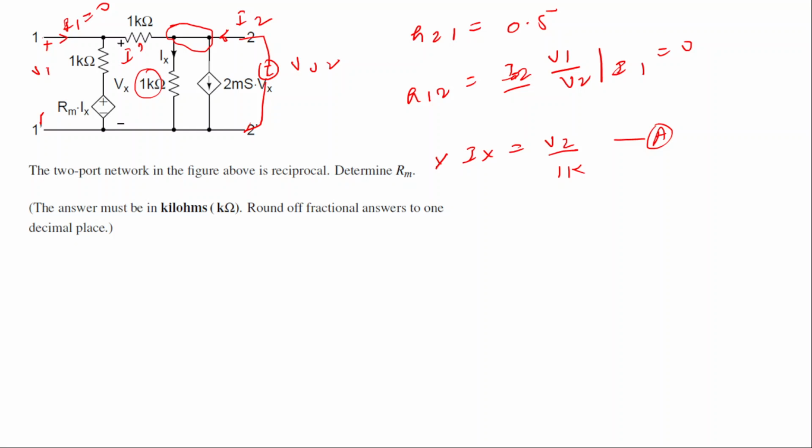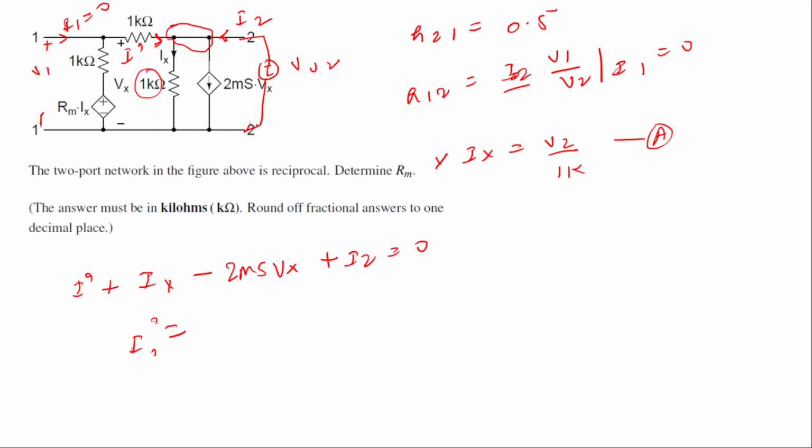Okay, so let's assume this current is incoming in this direction. Now I dash, so the sum of all currents at this node will be 0. So I dash plus Ix minus 2 millisiemens times Vx plus I2 equals 0. So I dash will be equal to, we can take this to the right side.